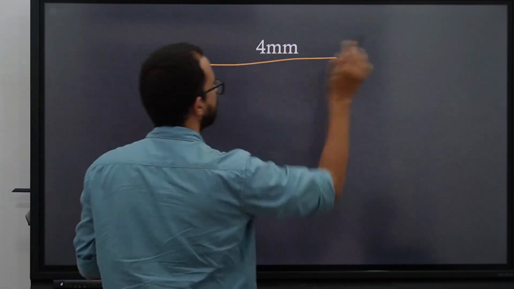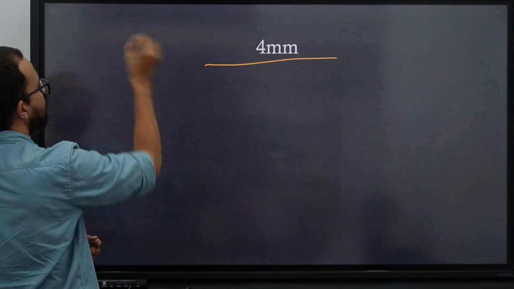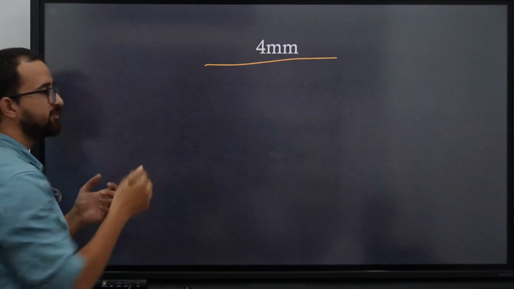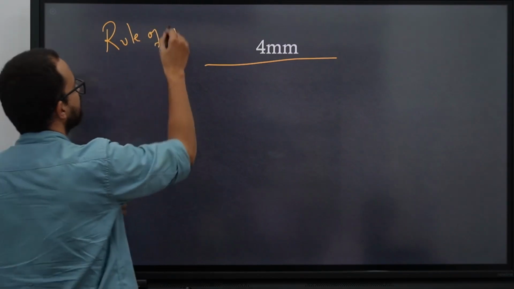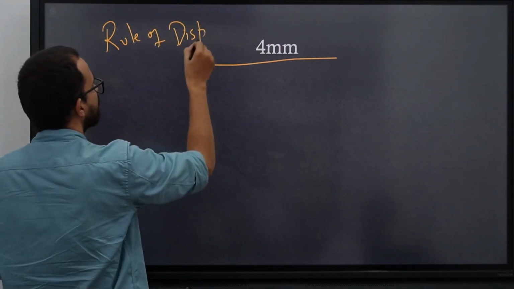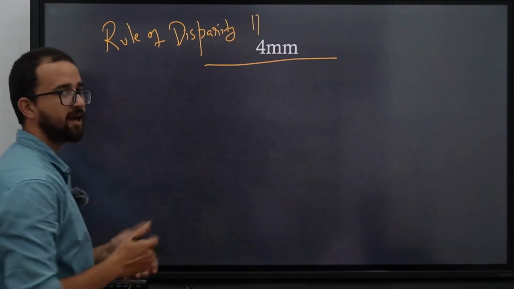Now let us talk about 4mm. What would be the rule that applies in this? So the rule of disparity is what we talk about. So disparity means everything has to be parallel in nature.